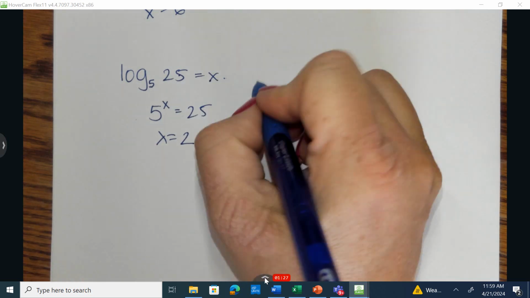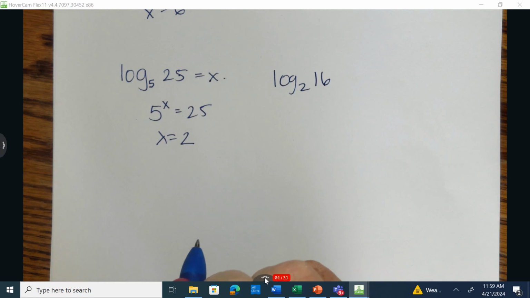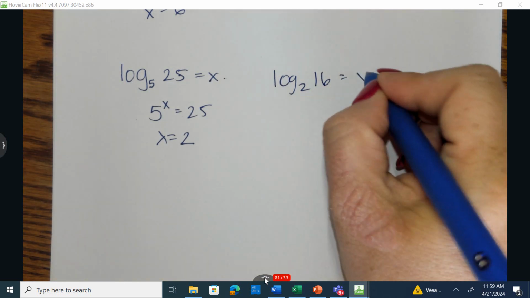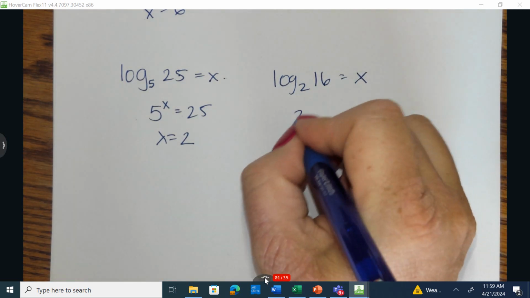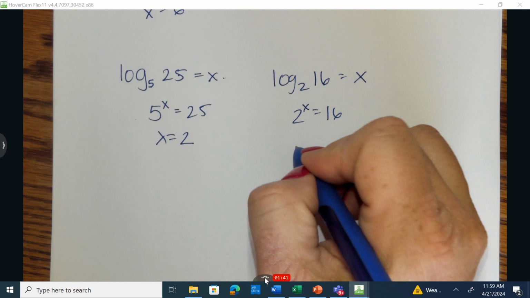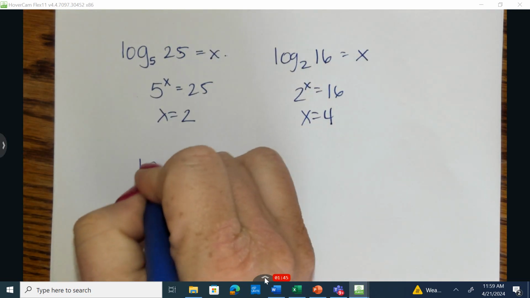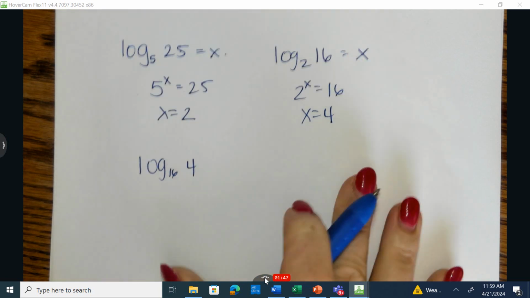Let's look at another one. So again, let's evaluate the second expression. So 2 raised to what power equals 16? 2 times 2 is 4, times 2 is 8, times 2 again is 16. X equals 4.